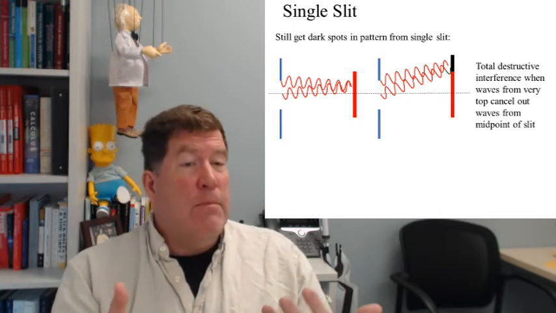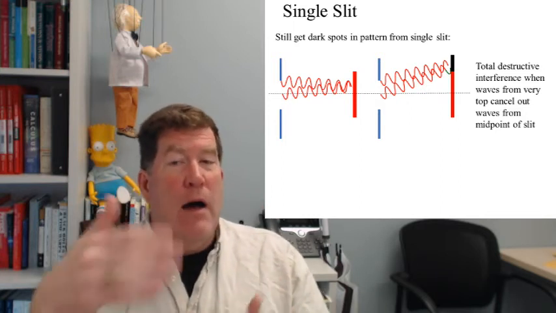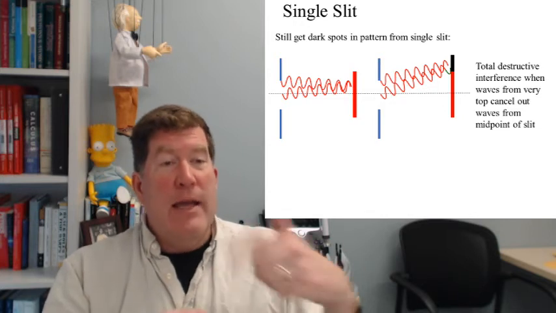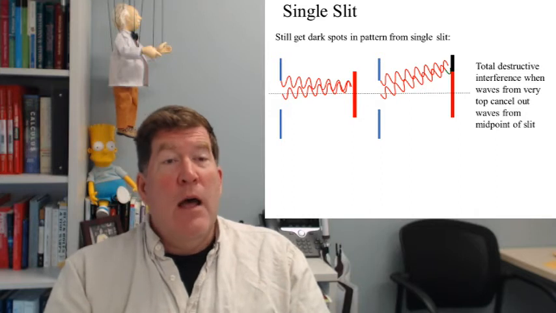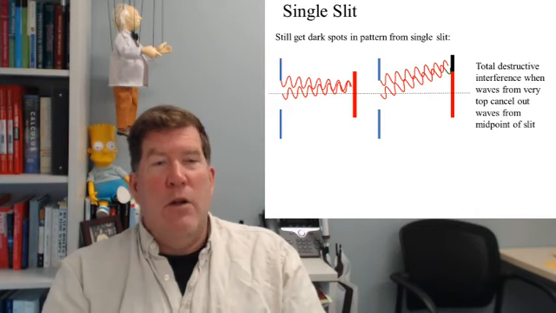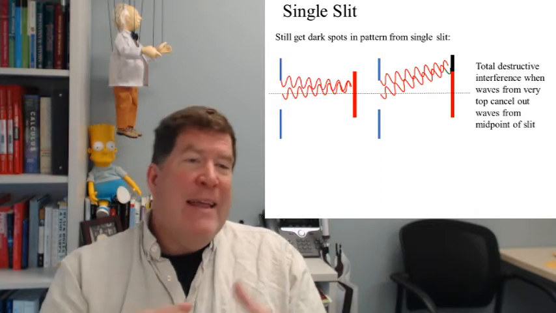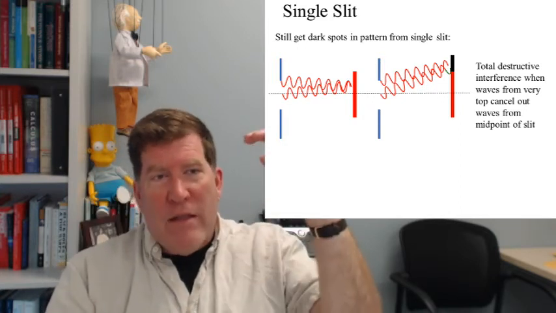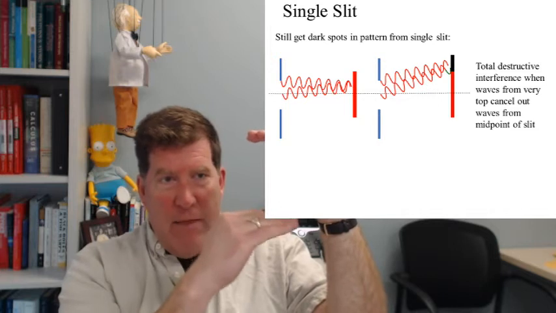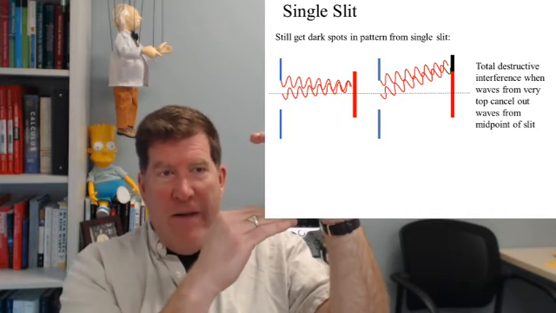And the position of that dark spot is going to depend on the wavelength of the light, and you're going to get the same sort of repeating pattern that we see from a double slit, but this time out of only a single opening. Now this cancellation is total because the light right at the very top and right at the midpoint are perfectly out of phase with each other.